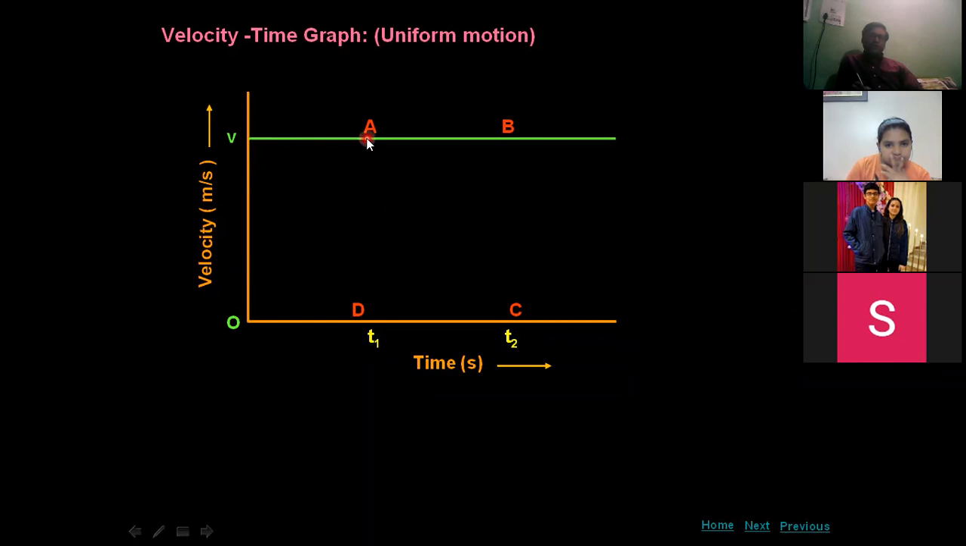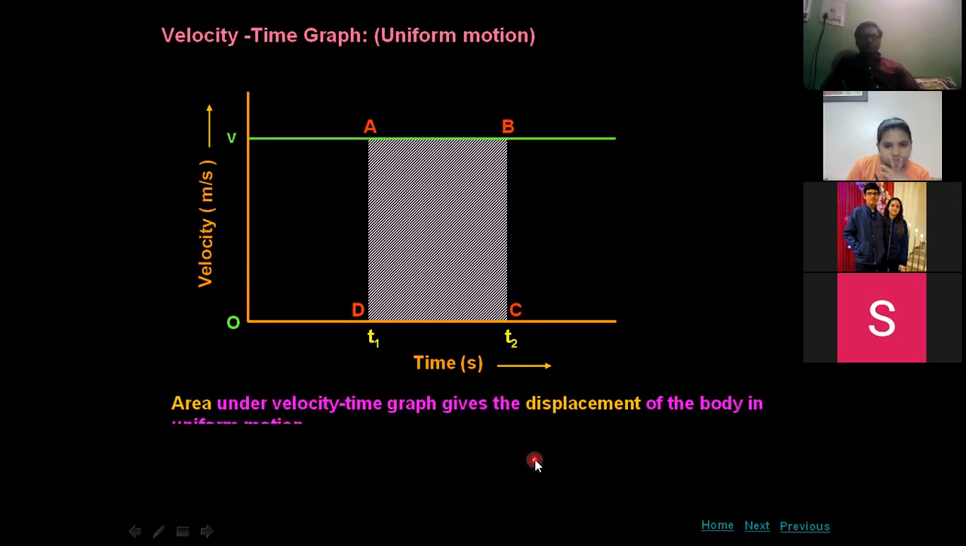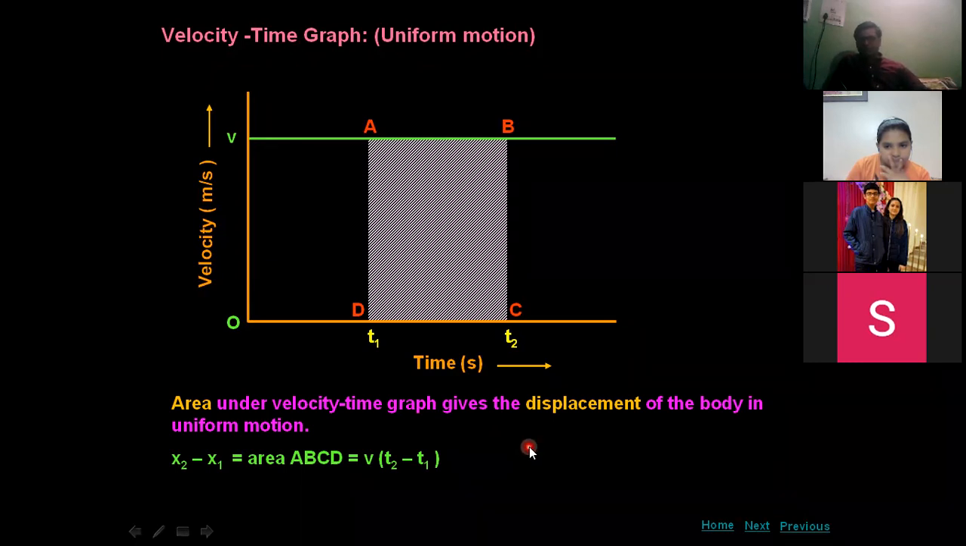At point A, the velocity was v. At point B, the velocity was still v. And at time t1, the velocity was v. At time t2, the velocity was the same. So it is the area under the graph AB. So area under the velocity time graph gives us displacement. The area under the velocity time graph gives us the displacement of the body in uniform motion.